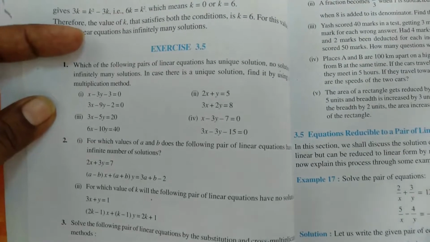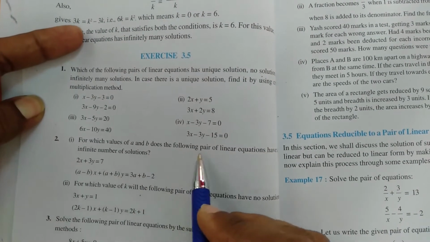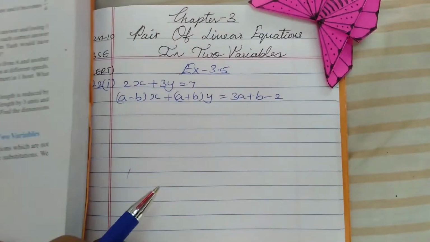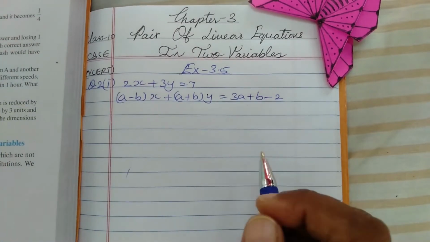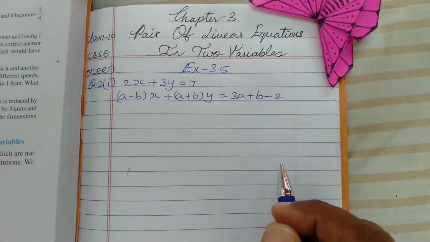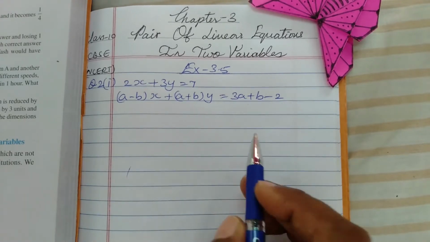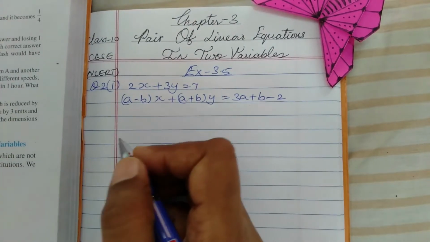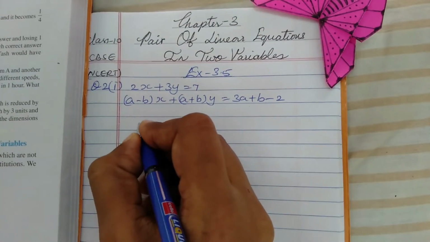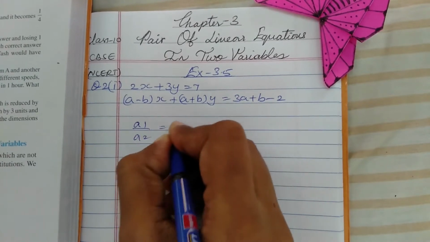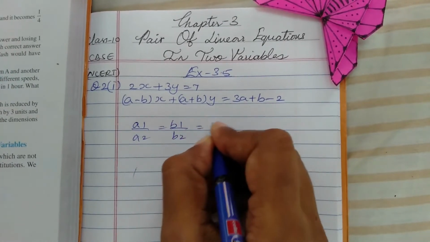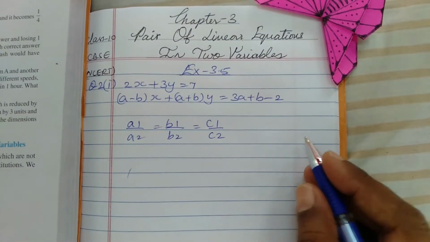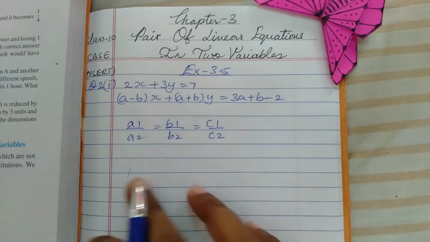The question says: for which values of a and b does the following pair of linear equations have an infinite number of solutions? Now we are given two equations here. We have to find the values of a and b using the criteria for an infinite number of solutions. As we all know, the criteria for that is a1 by a2 is equal to b1 by b2 is equal to c1 by c2. This will give you coincident lines so that you get an infinite number of solutions, right?